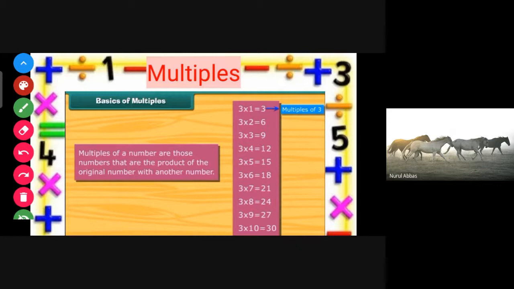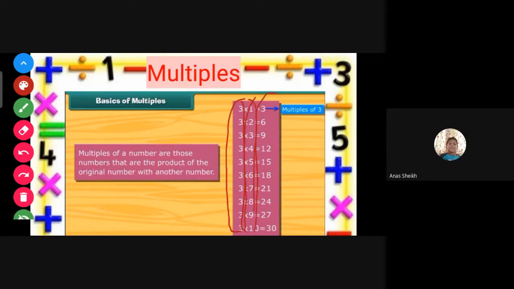So this is the proper definition. Multiples of a number are those numbers that are the product of the original number with another number. Yesterday I explained, this is the original number, which is 3, and when you multiply 3 with 1 to 10, which is another number, you will get 3, 6, 9, 12, 15. So what do we call that? Multiple. Did you understand, or do you have a doubt? This is only revision of what we completed yesterday.